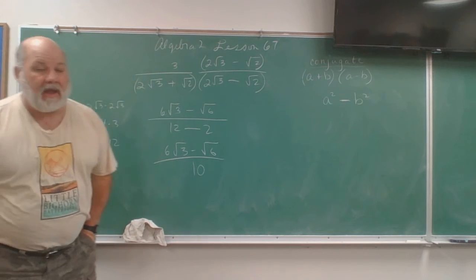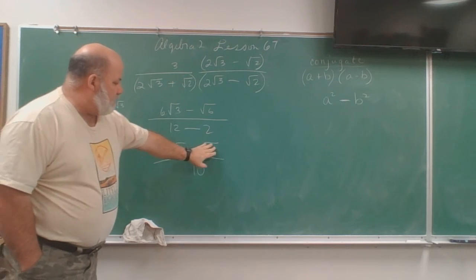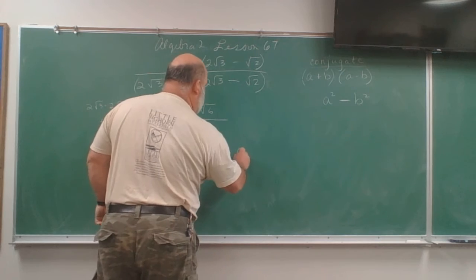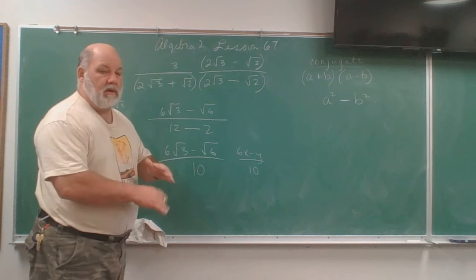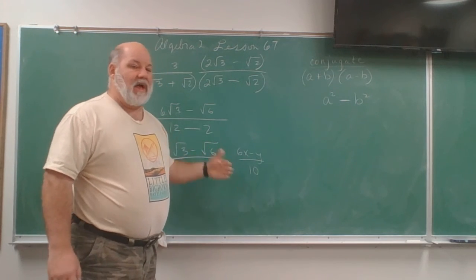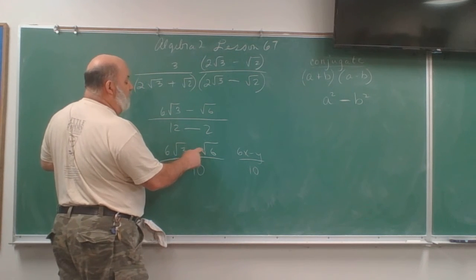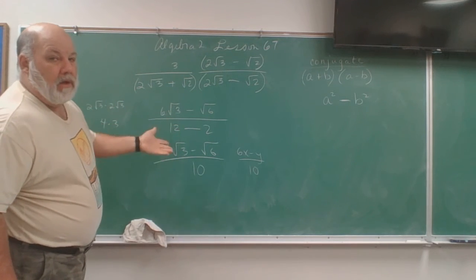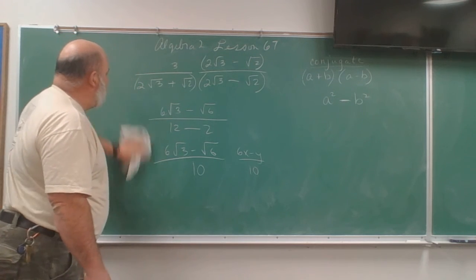Now you have to stop and ask yourself, is anything reducible? The square root of 3 and the square root of 6 we're not looking at. We can think of this as like 6x minus y all over 10. These radicals are just like variables. All right? Can I take anything out of every term? I cannot. If this by chance had a 2 or a 4 or a 6 or 8, and if it had an even number here, I could factor out a 2 and reduce everything by 2, but it doesn't. So that is an irreducible fraction.